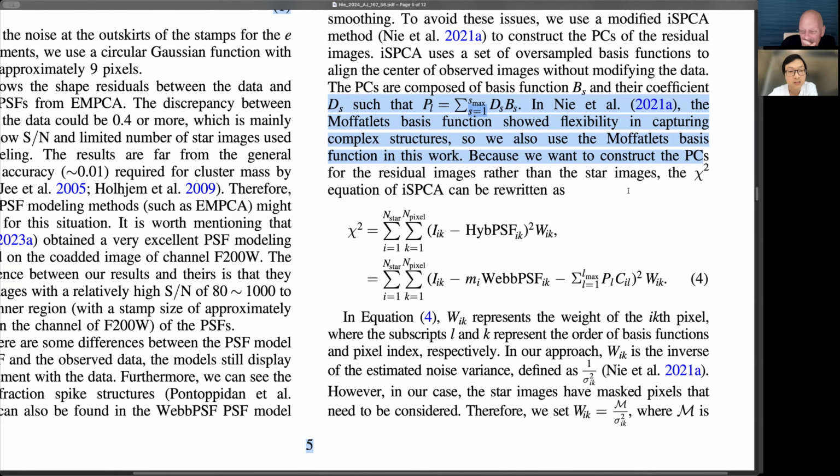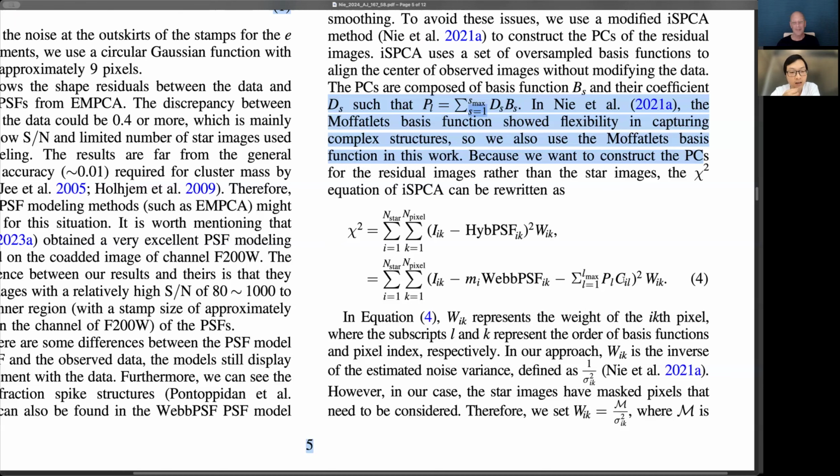So finally, we got a model for the residue structures, and another model comes from the WebPSF, and we combine the two structures together to compose the final PSF models, which is shown in this work. We call it HybPSF because it's a hybrid.